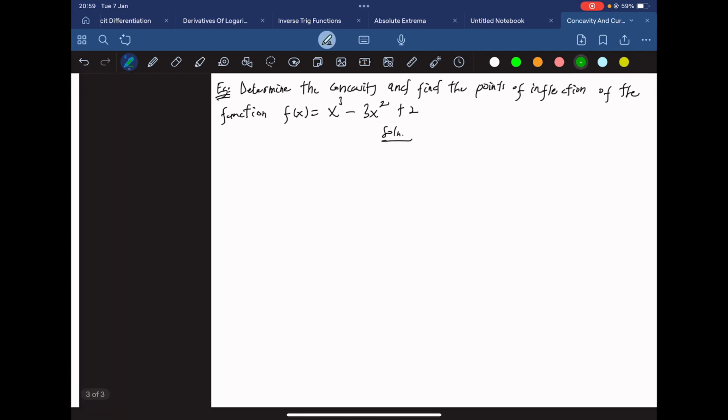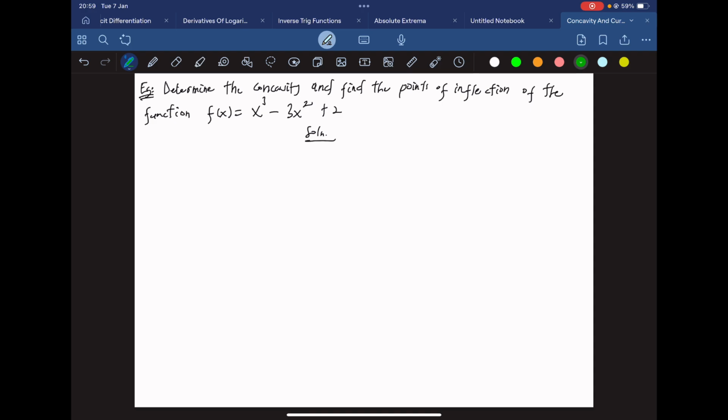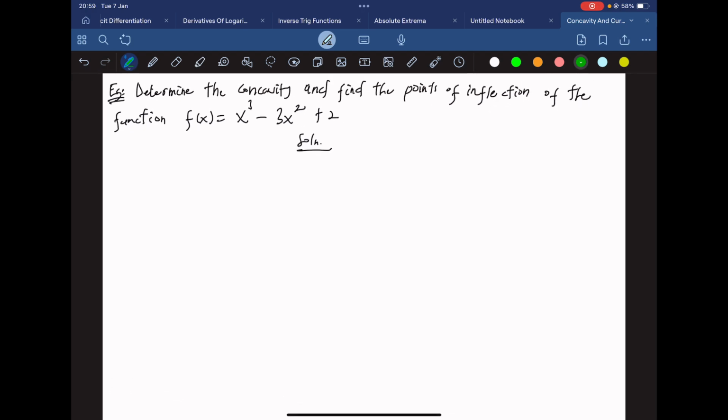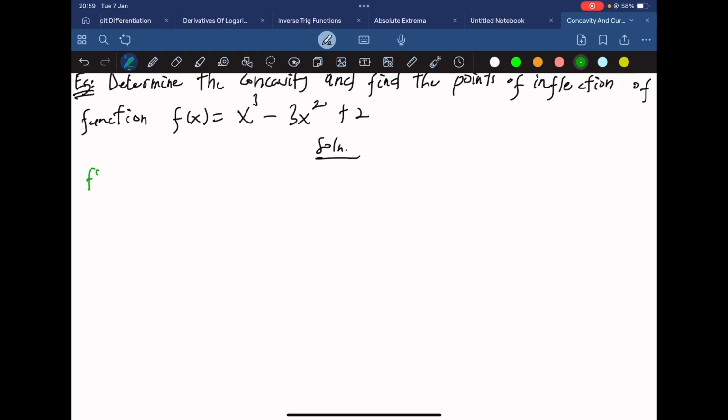So the first question has got to do with, we are to determine the concavity and find the point of inflection of the function x cubed minus 3x squared plus 2. One thing that you have to notice, the point of inflection has got to do with the second derivative. So first of all, we have to differentiate our function. So we have f prime of x. And remember, if we differentiate x cubed, we have 3x squared. If we differentiate negative 3x squared, we're going to have negative 6x. And if we differentiate the constant, it goes to 0.